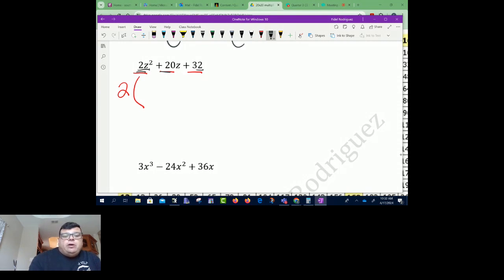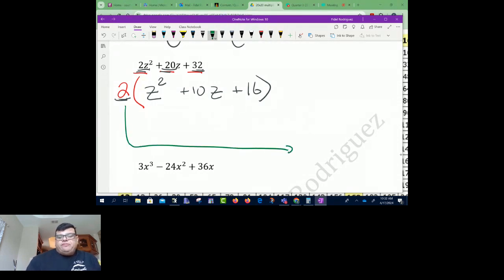So if I take away the 2 from here, we got a z squared. 2 goes into 20, 10 times. 2 goes into 32, 16 times. Okay, what I'm going to do now is take this 2 and put it down over here. Now, what I'd like to do is just look at what we had inside.